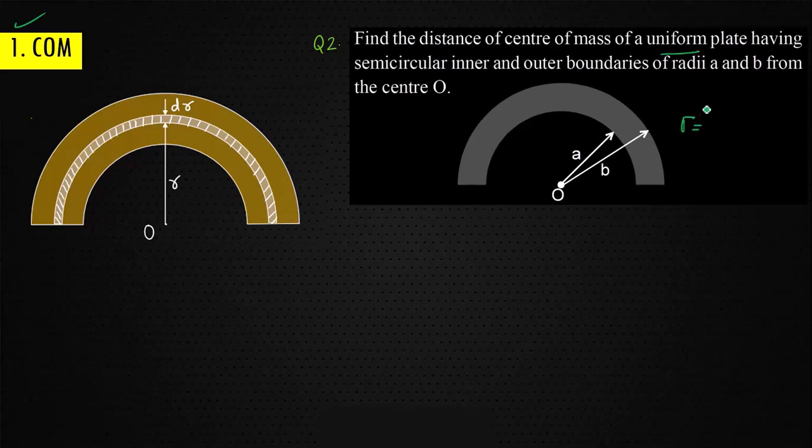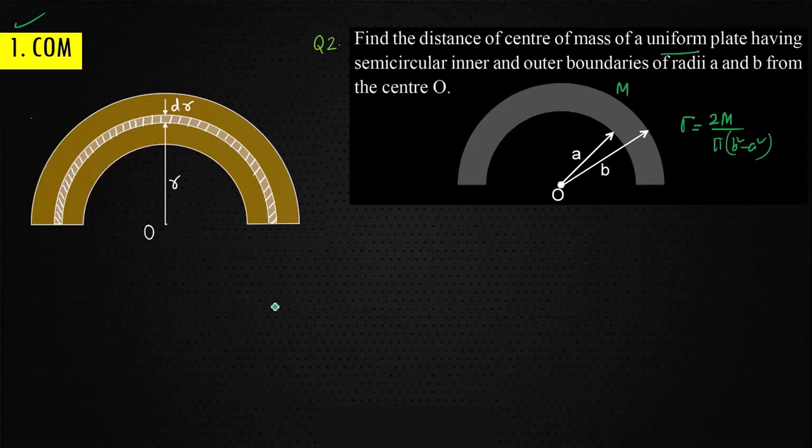Now what is sigma? Sigma is mass per unit area. If the mass of the plate is m, then m divided by area. What is area? That should be equal to pi r square by 2, the half circle area. So it should be equal to pi into b square minus a square by 2, so sigma is 2m divided by pi into b square minus a square. This is nothing but our sigma.